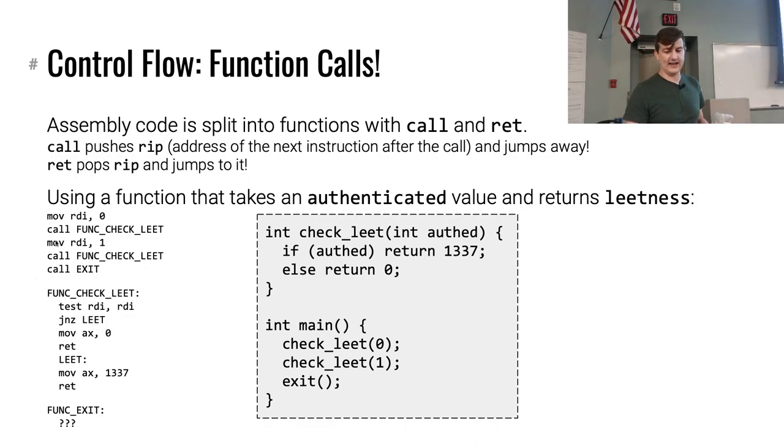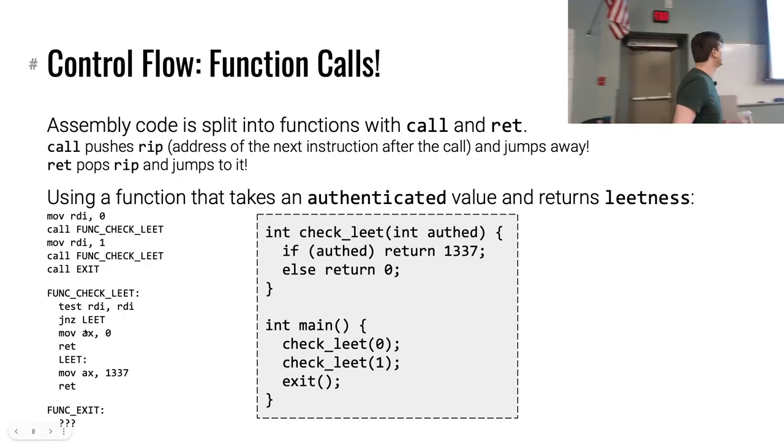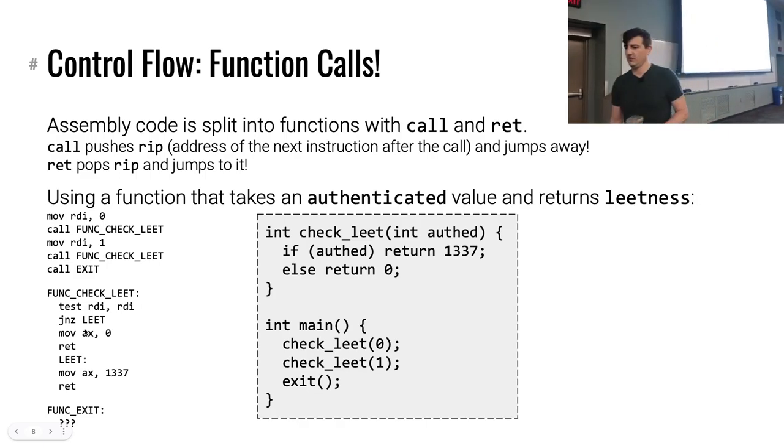We move one into RDI. We then call func check leet. Now we test RDI with RDI. What's RDI here? One. We check, is it not zero? Yes, it is not zero because it is one. So then we'll go to leet, we'll move 1337 into AX, and then return. So now we go back here, and then we call exit, and we're done. So now we've reused this bit of assembly code to do what we wanted to do.